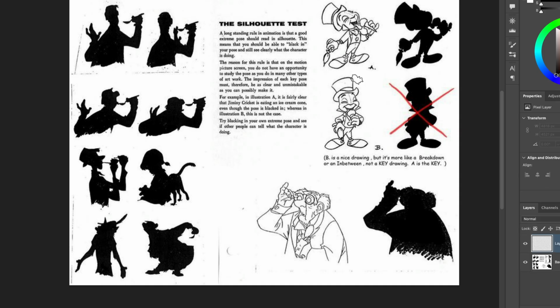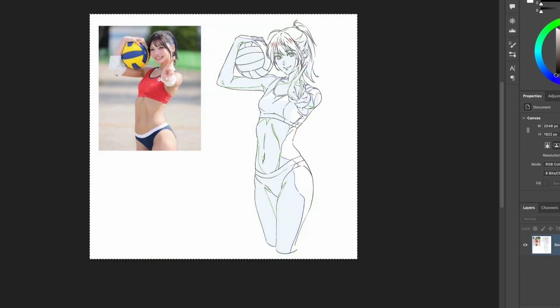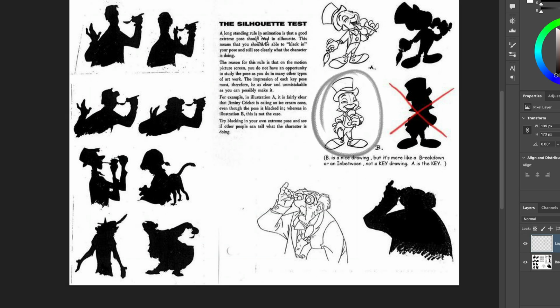So this is the same problem as this picture here, right? You have a nice drawing of some character eating an ice cream cone, but if we were to black that out, we're going to see an image like that, and again, we have no idea. We know it's some kind of character, but we don't really know what he's doing. But here, it's very clear in terms of what he's doing, right?